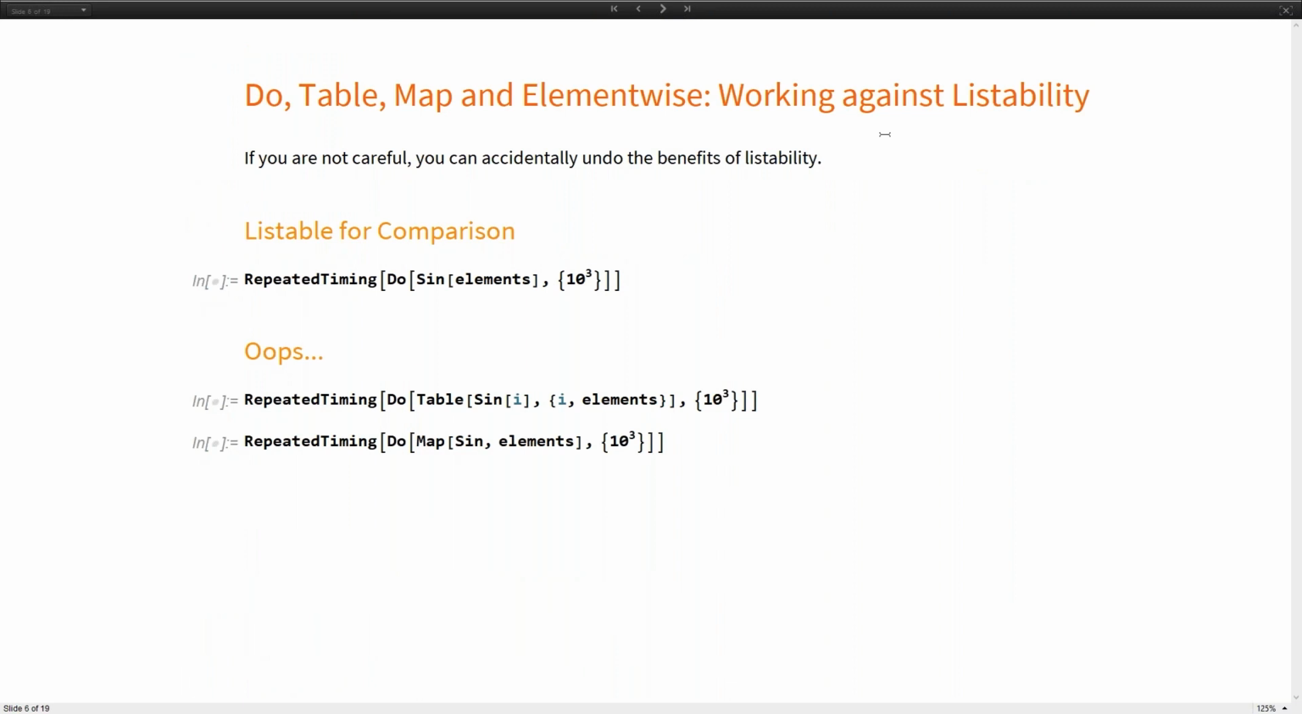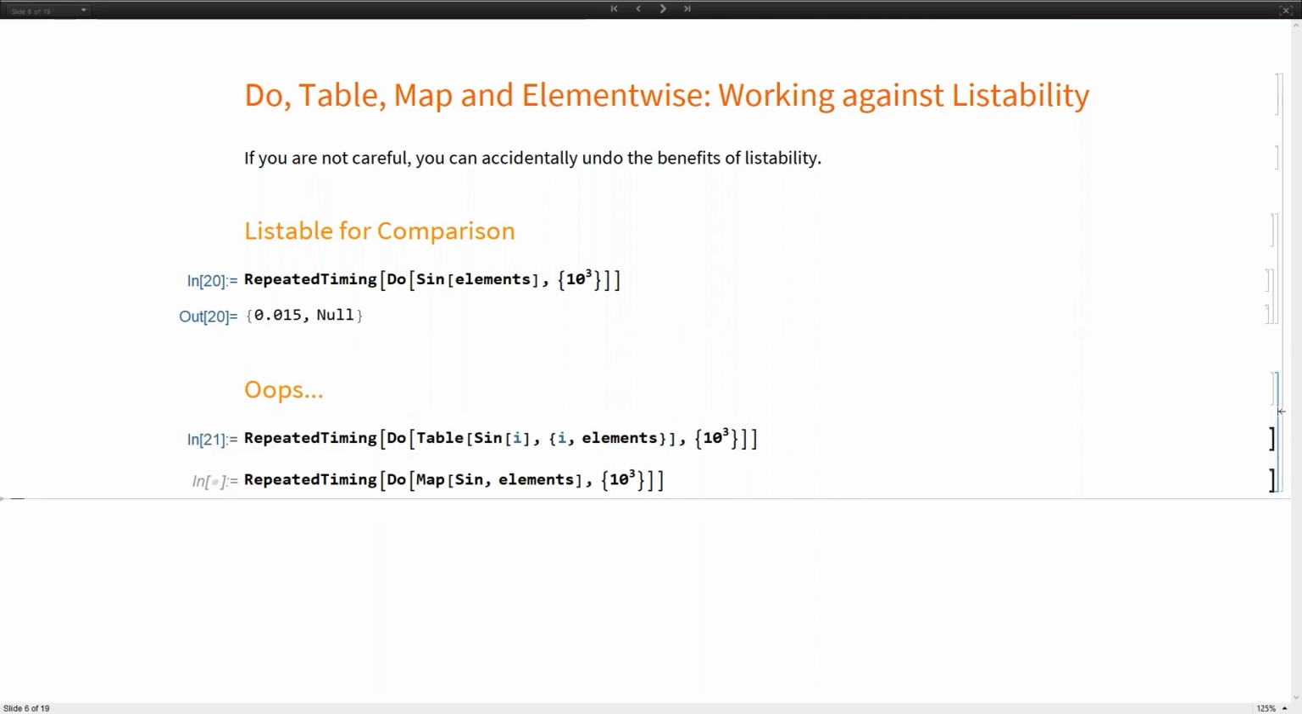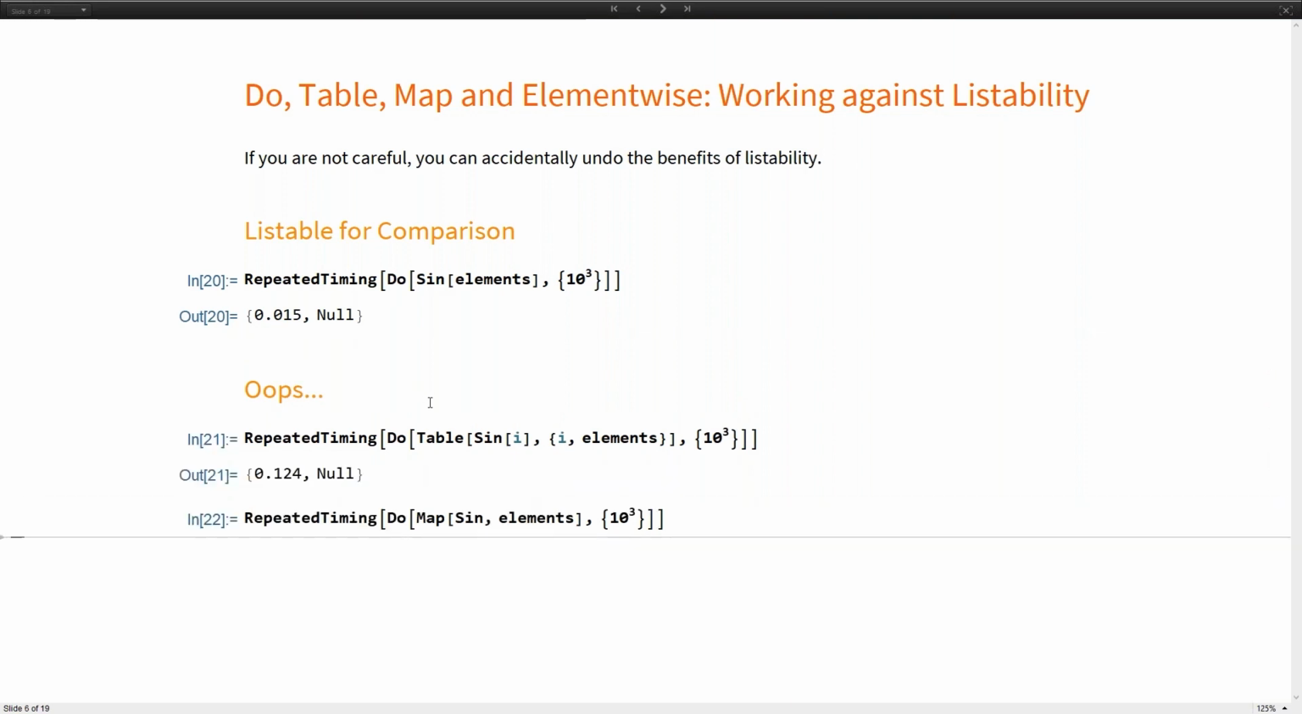So you have to be careful though, because if you're not careful, you can basically undo those benefits that I've mentioned previously. So just for comparison, this is an example of using listability to your advantage. And here's a couple of ways you might naively program, if you're thinking procedurally or otherwise, that actually undo this benefit, where in this case we're using Table to basically iterate over something that's already listable, or in the same sense using Map to map a function that's listable over elements. And you see that we've actually reduced by an order of magnitude the efficiency of this calculation.